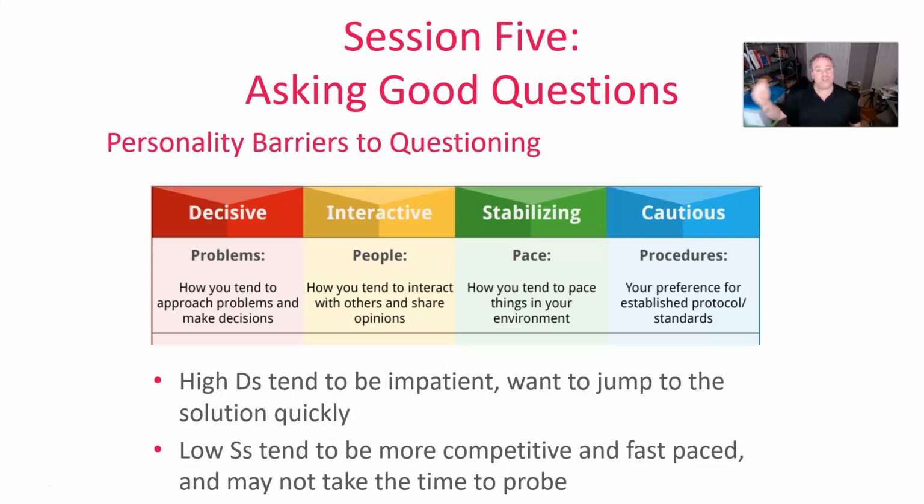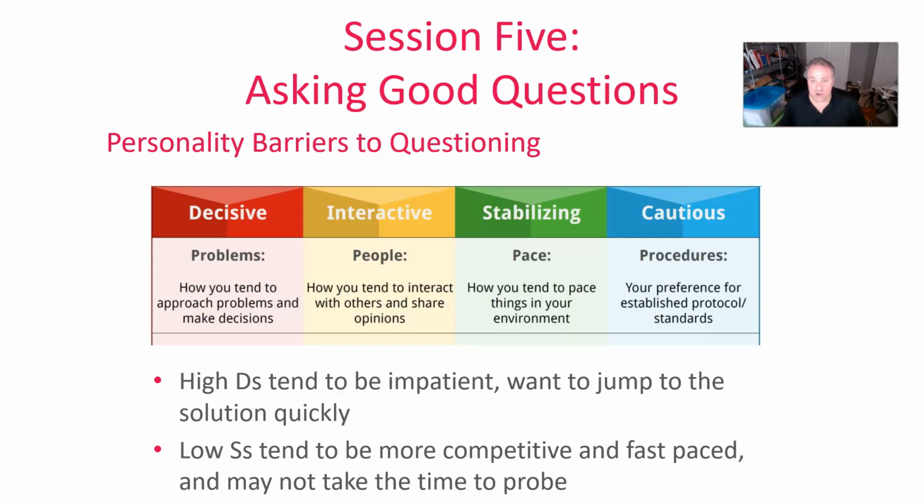They might not want to go through the 3 levels of inquiry. They might not want to probe. They might just want to give a snap reaction to what they feel the problem is and come up with a solution quickly. So they tend to short circuit the questioning process. So that's a watch out for people who have high D scores.